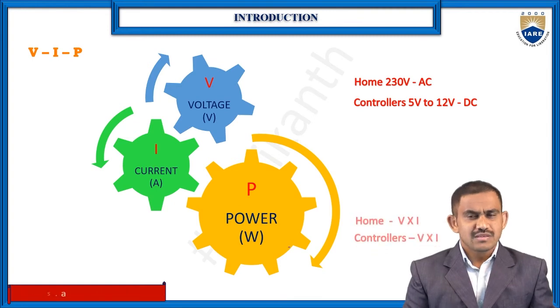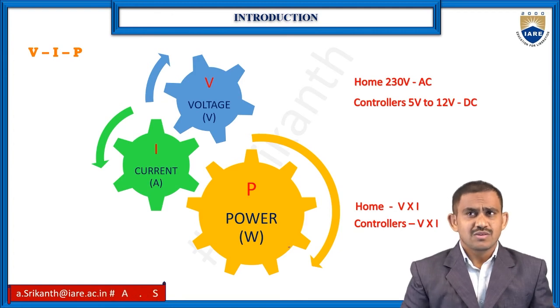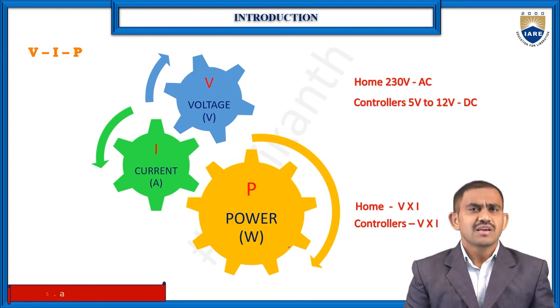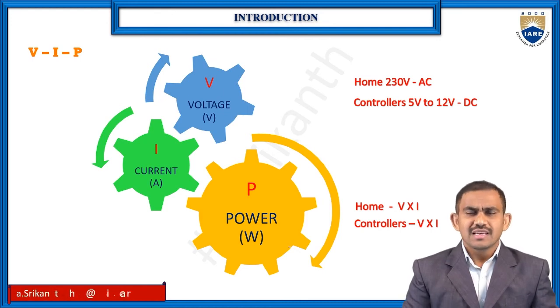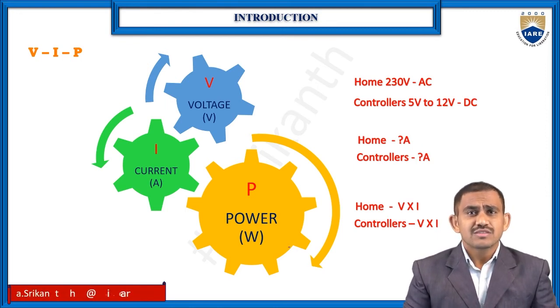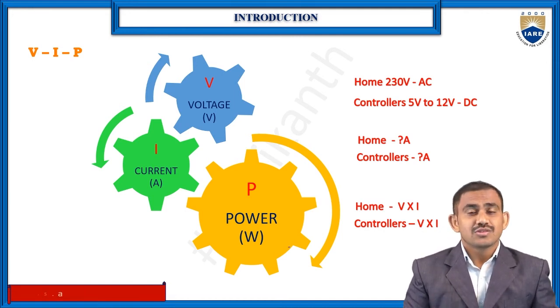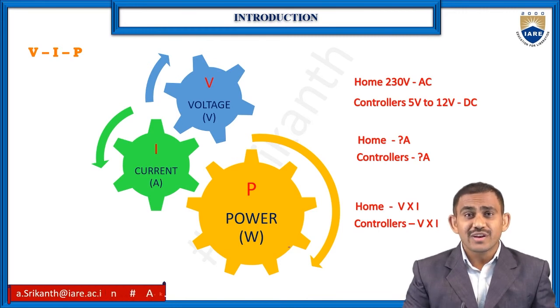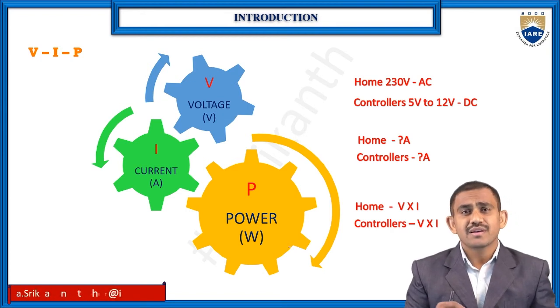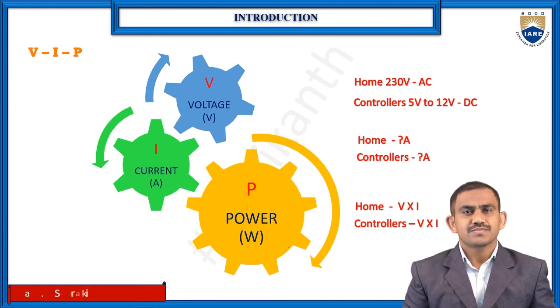Then what about power? Generally we know from Ohm's law that power is voltage into current. For controllers it is the same thing. How much power you are utilizing means voltage into current. Then how much current you are utilizing? Current depends on different parameters. Yes, current depends upon the loads. We have different types of loads, and every load has some power consumption. Depending upon the power consumption, your I value will increase, for the controller as well as your supply.